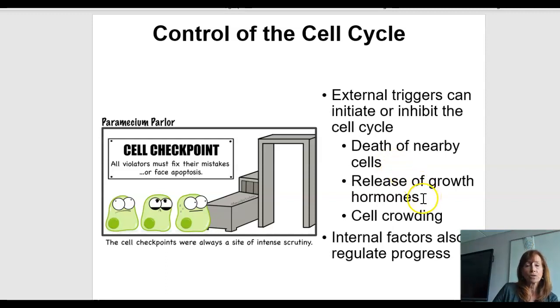Another is the release of growth hormones. Sometimes hormones are released, and that is the trigger to say, all right, we need to make more cells. The other thing that can control the cell cycle is crowding. You don't want too many cells. You don't want them starting to stack up on top of each other, so that can also inhibit a cell from going on and making too many copies. And there are also some internal factors that are going to regulate whether or not a cell moves on to the next phase.